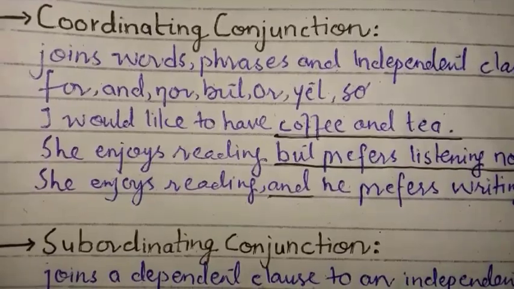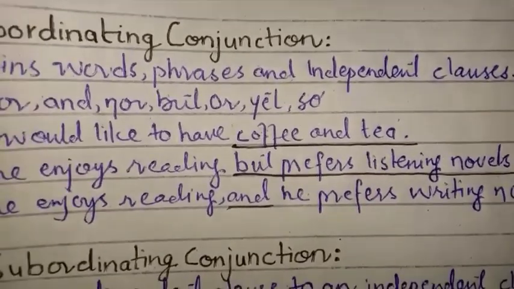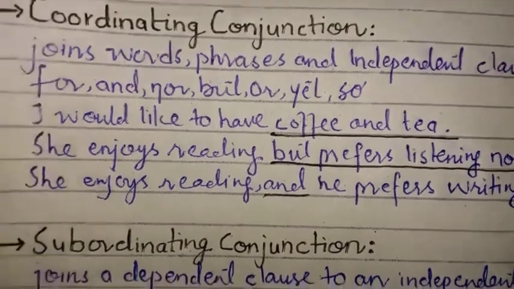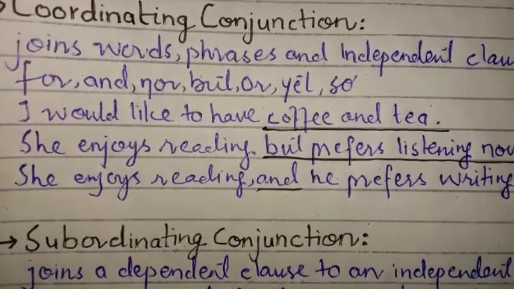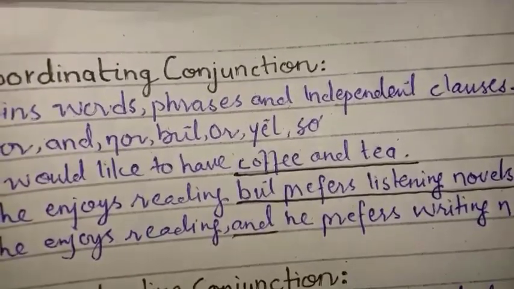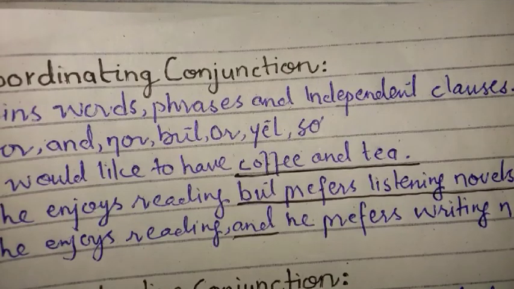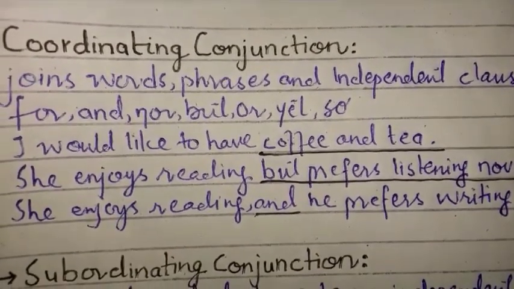She enjoys reading and he prefers writing novels. Here our coordinate conjunction has joined two independent clauses. For example, she enjoys reading is our independent clause and he prefers writing novels is also our independent clause. Both of these independent clauses are joined with the help of a coordinate conjunction.